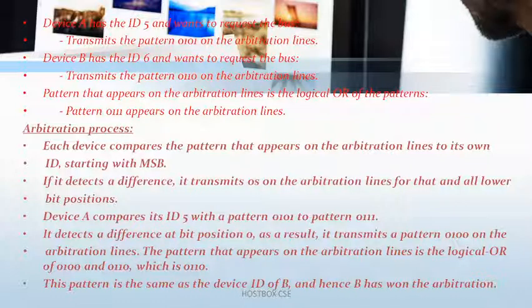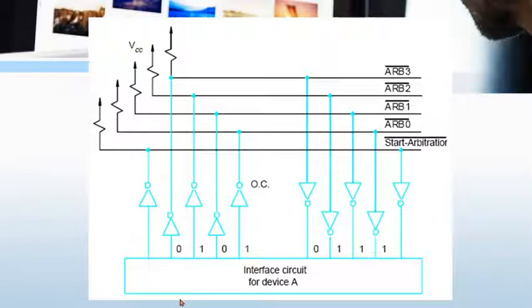Device A compares its ID 5, pattern 0101, to the pattern 0111 and detects a difference at position 1. As a result, it transmits the pattern 0100 on the arbitration lines. Like that, we can compare and check the devices for data transfer. Everything happens for data transfer only, from one place to another. I hope that you understand these topics well.